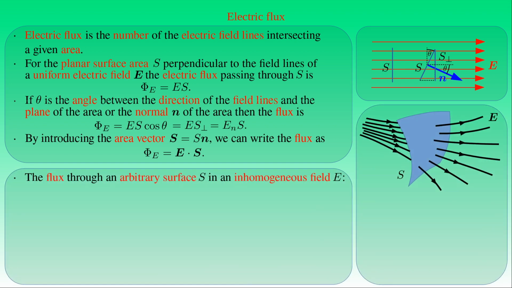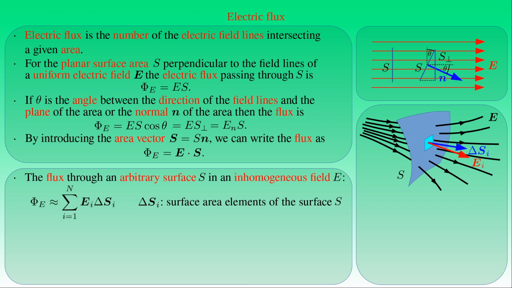We partition the surface S into the surface area elements delta Si, such that they are small enough to be approximated with planar area elements over which the electric field Ei can be considered constant. Then the electric flux phi E through the surface S can be approximated with the sum of the scalar products of Ei and delta Si from i equals 1 to n. Here n is the number of the area elements covering the surface S.